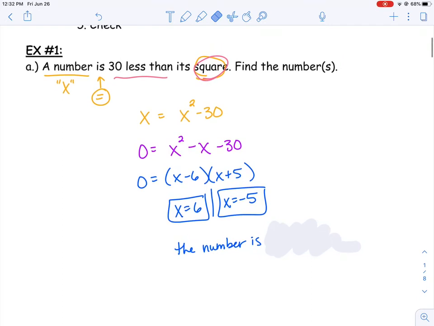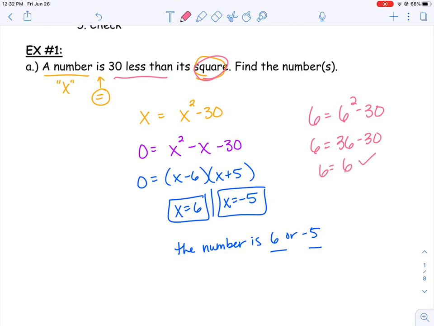Now let's go back and make sure that we understand what this means. We called the number x, and so that means the number could either be 6 or negative 5. Now, let's double check that this makes sense. If I take 6 and plug it in to x, does it mathematically make sense? Well, what's 6 squared? 36. What's 30 less than 36? Isn't it 6? And so it checks out.